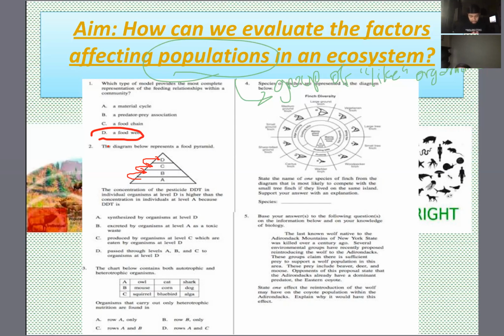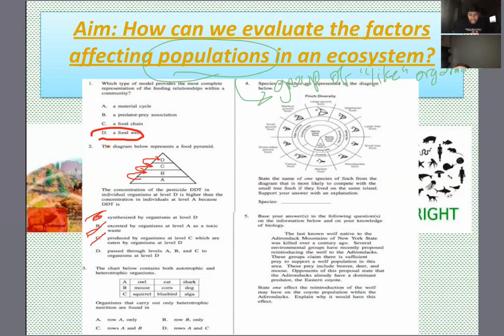So it says synthesized by organisms in level D. That is definitely not synthesized by organisms in level D. That's all the way wrong. Just cross that out. Excreted by organisms at level A as a toxic waste? Well, no, it's actually going to be absorbed in the soil. It's not a metabolic thing. It's a pesticide. It's a chemical that came from the outside, not what's being created on the inside. So it wouldn't be excreted. Remember, excretion is the removal of metabolic waste from an organism or a cell. Produced by organisms at level C, which are eaten by organisms at level D. Again, cannot be right.